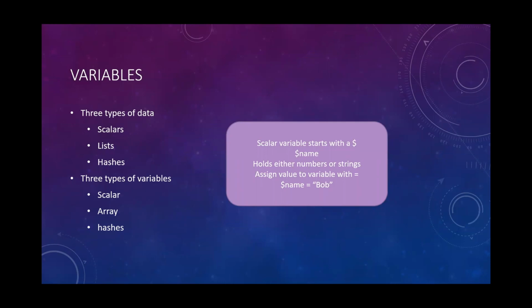Looking at variables. So we've got 3 types of data. We've got scalars, we've got lists, and we have hashes. And so therefore, we've got 3 different types of variables. So we've got the scalar. Our lists are going to be converted into arrays, and our hashes are a type of variable.